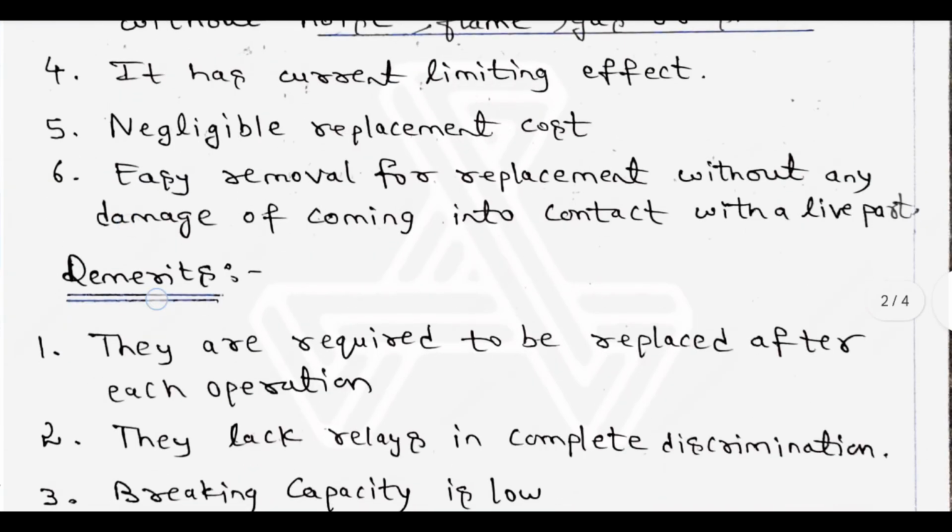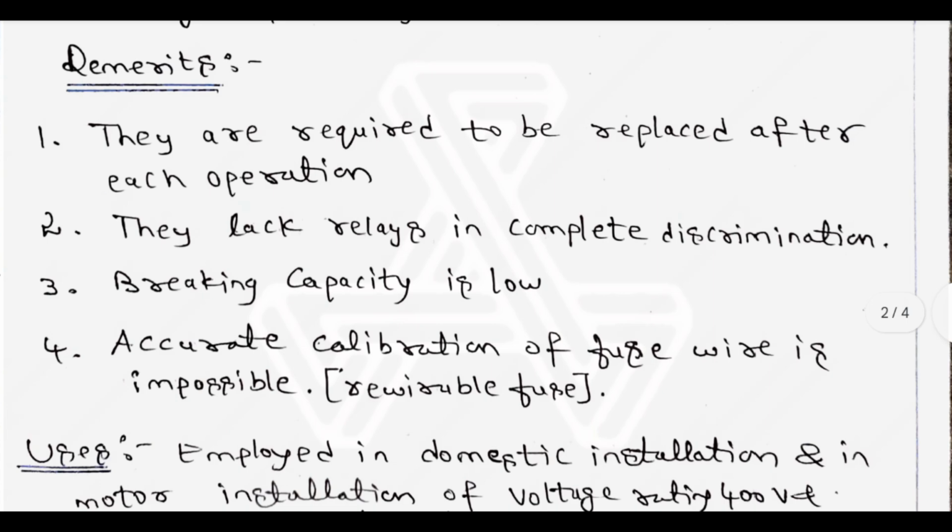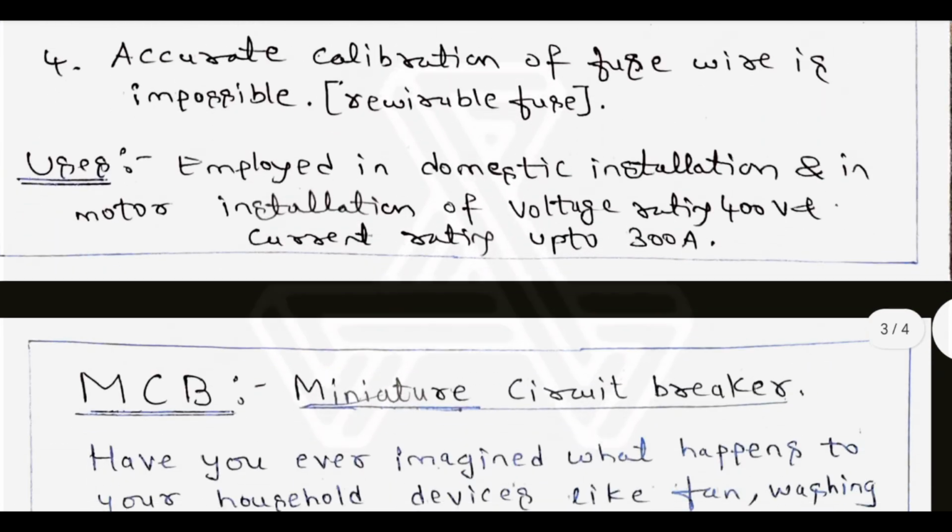Demerits: they are required to be replaced after each operation. They lack relays and complete discrimination. Breaking capacity is low. Accurate calibration of fuse wire is impossible.